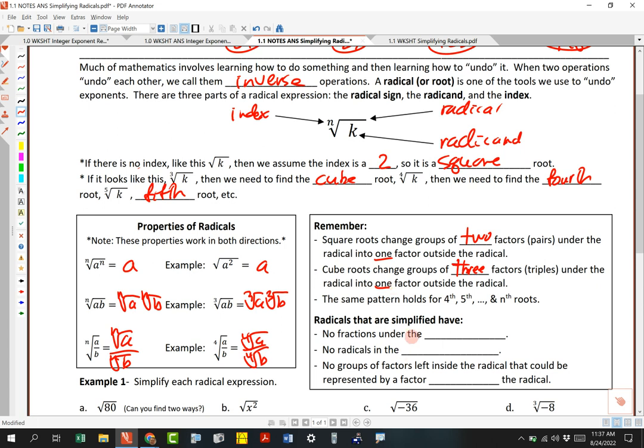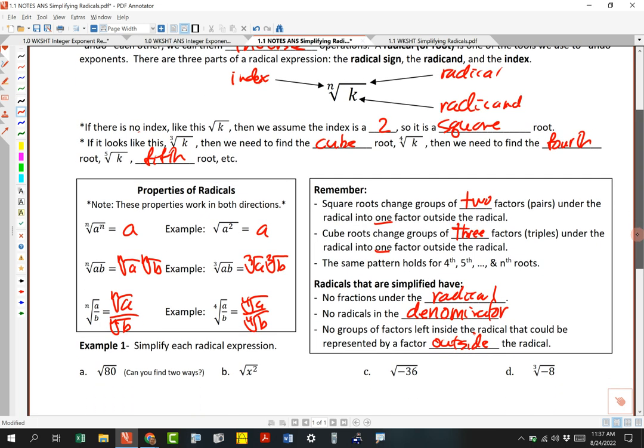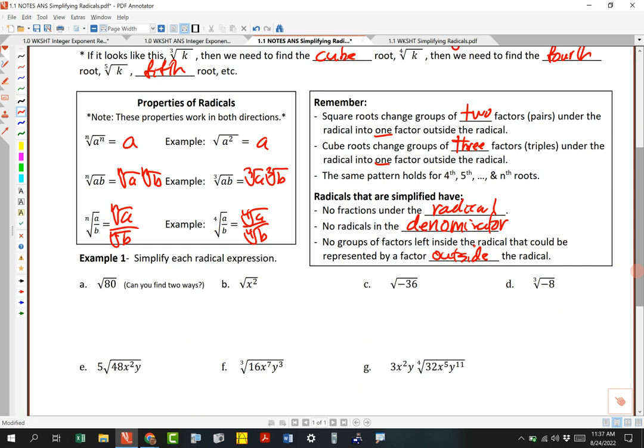Okay? Now, radicals that are simplified have no fractions underneath the radical, so you can't leave a fraction underneath the radical. There are no radicals in the denominator. No radicals in the denominator. Got that one right. Denominator. And this part's a little interesting. There are no groups of factors left inside the radical that could be represented by a factor on the outside of the radical. And we'll talk about some examples that use that.